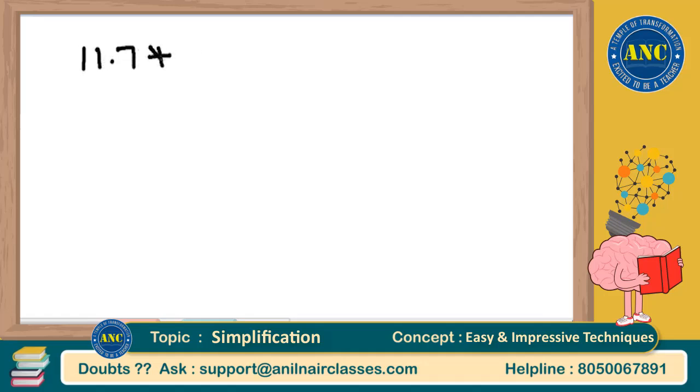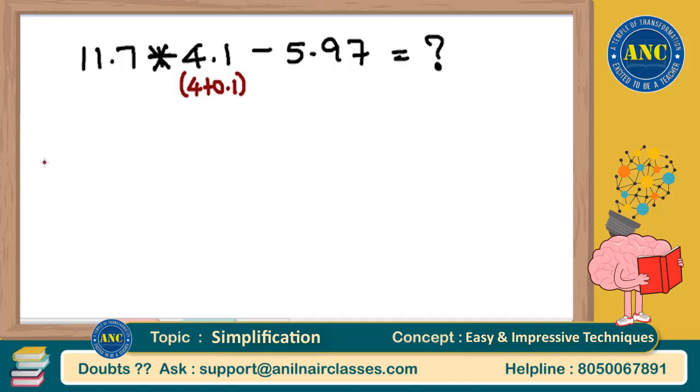11.7 into 4.1 minus 5.97 is equal to what? Now listen carefully, sir. This 4.1 I will write as 4 plus 0.1. Right? 4 plus 0.1. Same logic implement again.